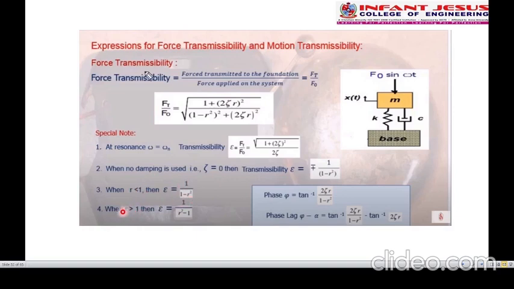And when the frequency ratio r is greater than 1, then eta is equal to 1 by r square minus 1. So these are the 4 results we are studying from this formula, force transmissibility.